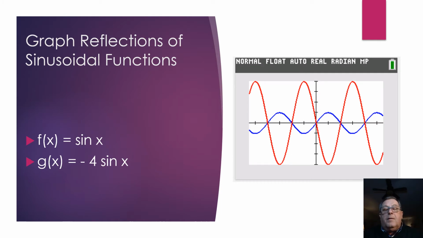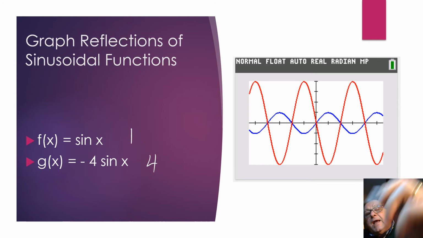Let's just real briefly look at another one. Here we got f of x equals the sine of x. This is what we see in blue. And g of x is equal to negative 4 times the sine of x. And again, just thinking about our amplitude, in the f of x function our amplitude is 1. In g of x, our amplitude is 4. But we've also got this reflection that moves it down.